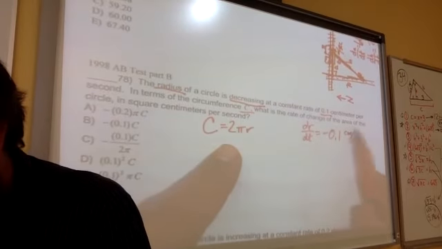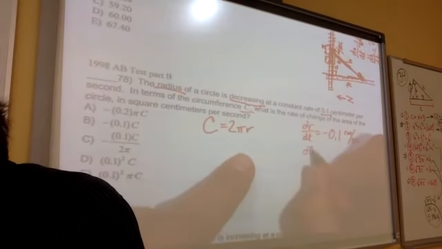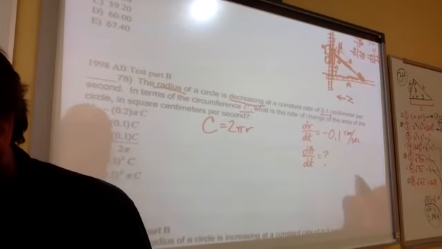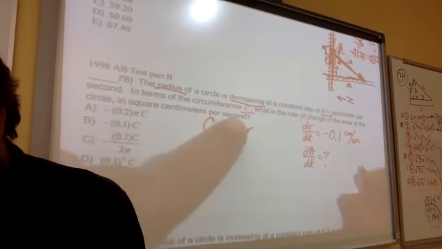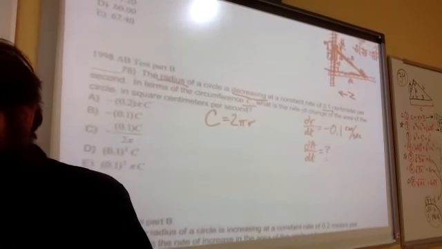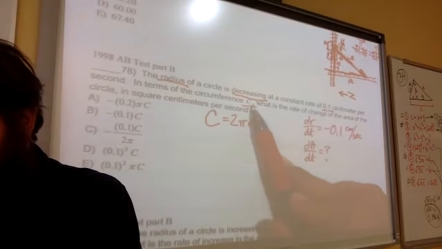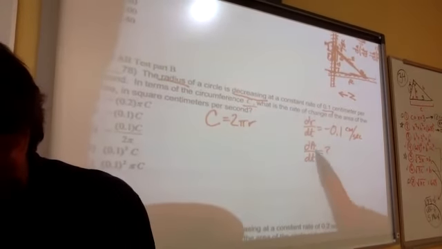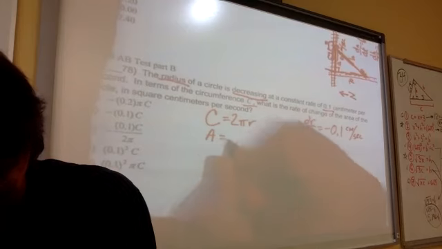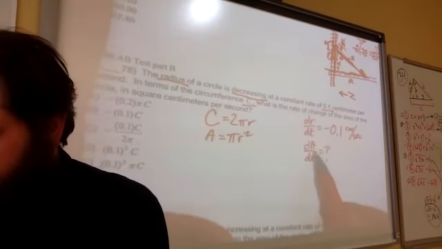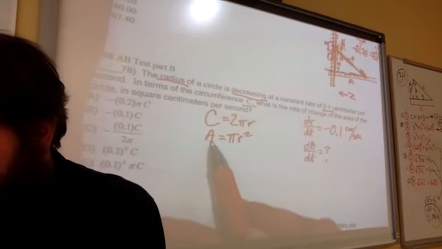What is the rate of change of the area, dA/dt, of the circle in square centimeters per second? In terms of the circumference C, what's dA/dt? Don't I need A also? Yeah, well, we know. If I need dA/dt, then I need A.